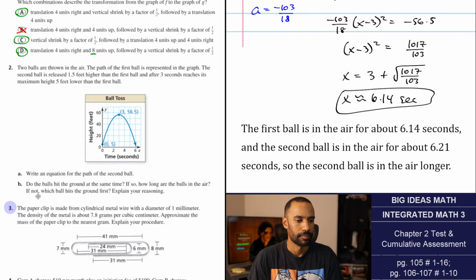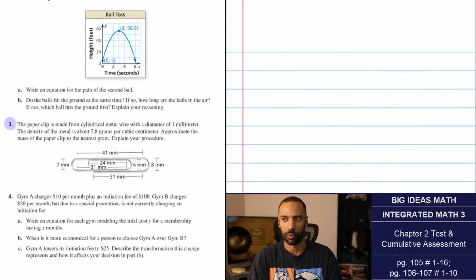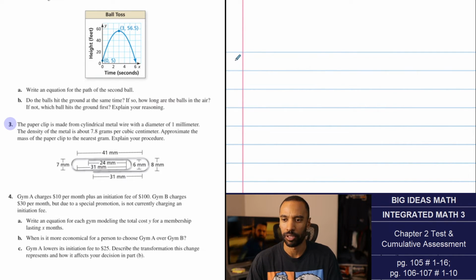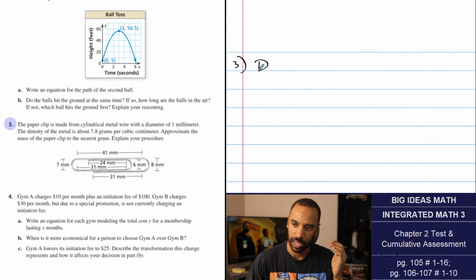Number 3. The paperclip is made from, this looks like chapter 1. The paperclip is made from a cylindrical metal wire with a diameter of 1 millimeter. The density of the metal is about 7.8 grams per cubic centimeter. Let's write that. Density is 7.8 grams per cubic centimeter.